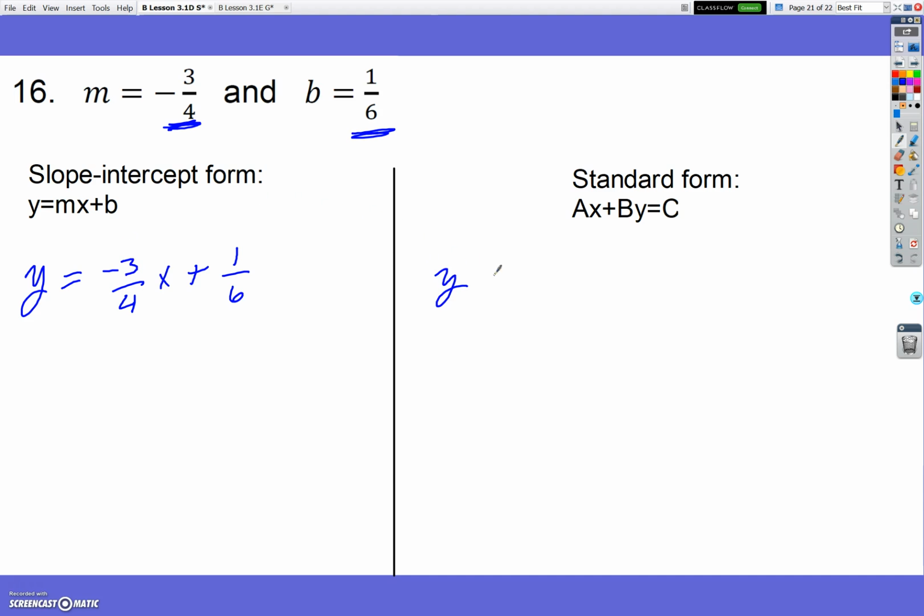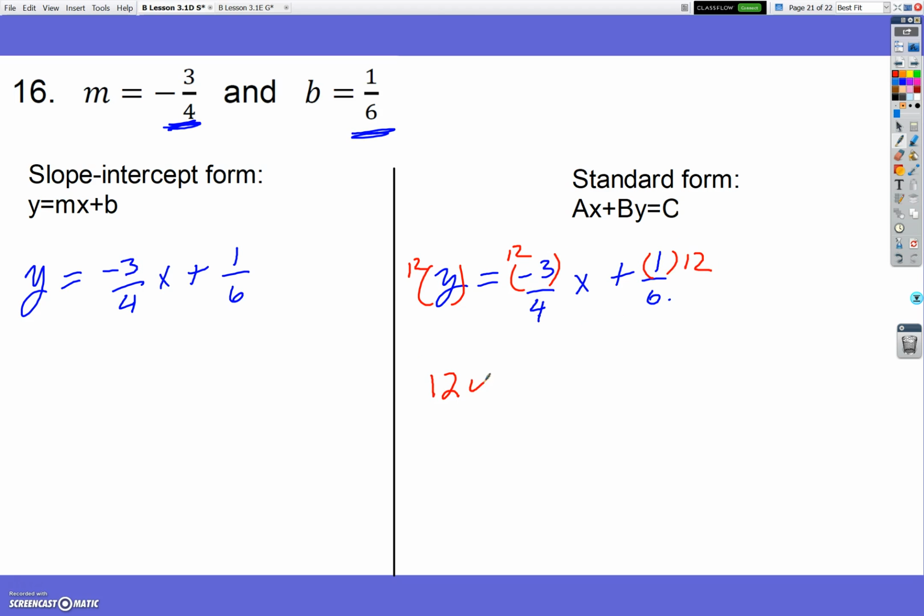So if I want to convert slope-intercept form into standard form, the first thing I personally like doing is getting rid of the fractions. So I look at 4 and 6, and I want to think, what is my least common denominator, my least common multiple, and that is 12. That means I'm going to multiply each and every term by 12.